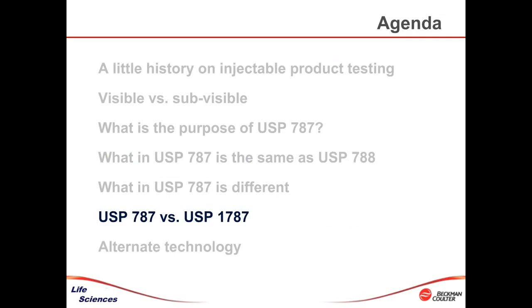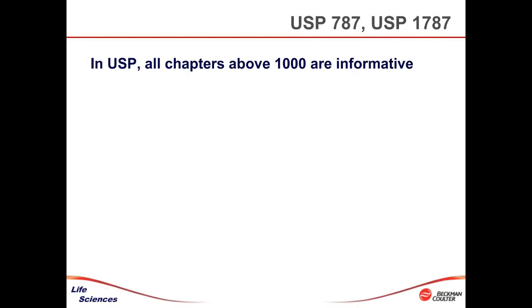So we've talked about 787. I've also mentioned 1787. What are those about, and are they different in some way? Well, yeah, they are quite different, really, because 787 functions as a test. 1787 is an informative chapter. In the USP, anything over the value of 1,000 as a chapter is informative. It's counseling. It's good advice. It's background material on a particular method.